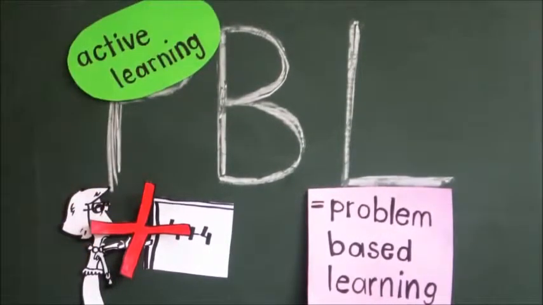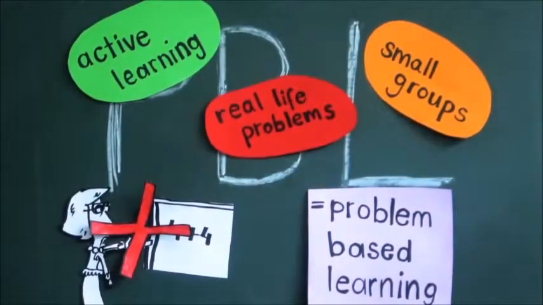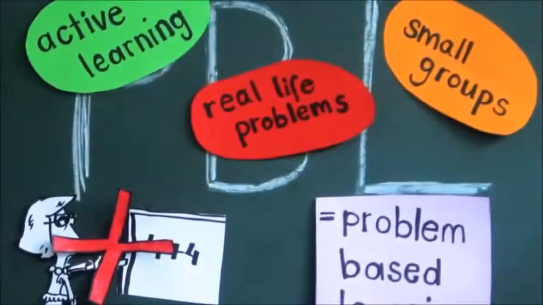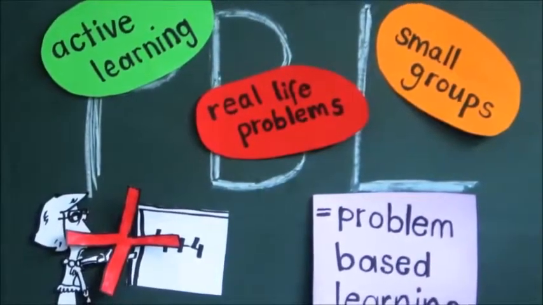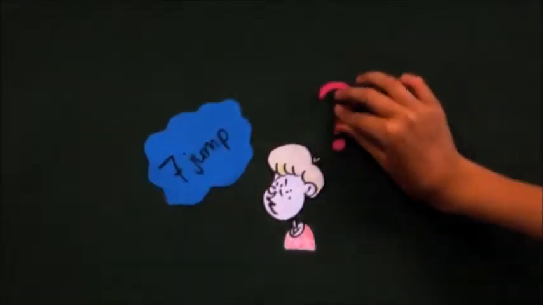PBL is characterized by active learning in small groups where an interesting real-life problem stands in the center of the learning process. This all happens in a tutorial group made up of 8 to 10 students. To organize the group process, we are using the 7 jump. 7 jump? What's that?